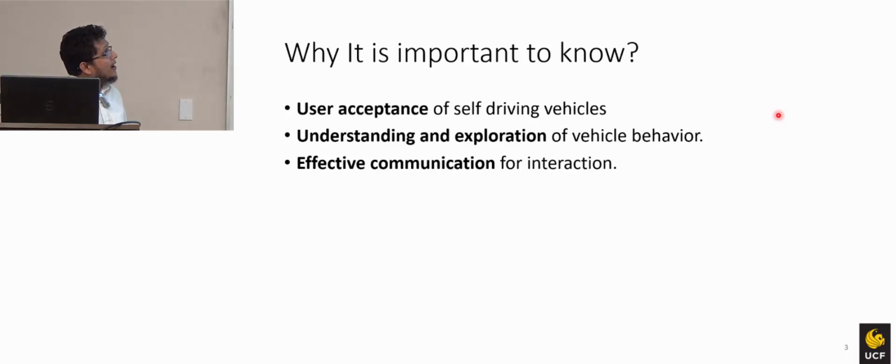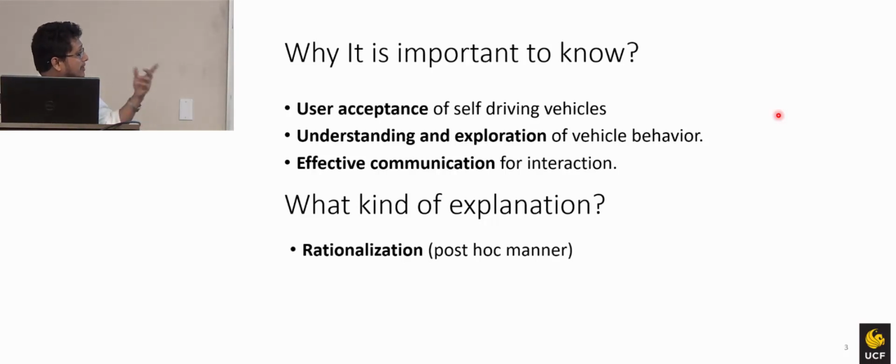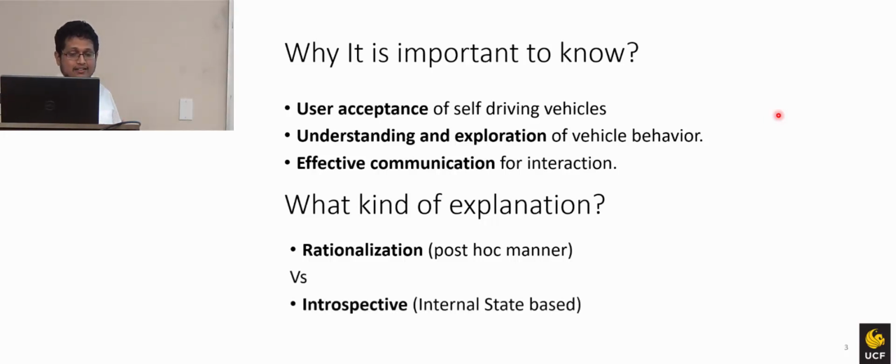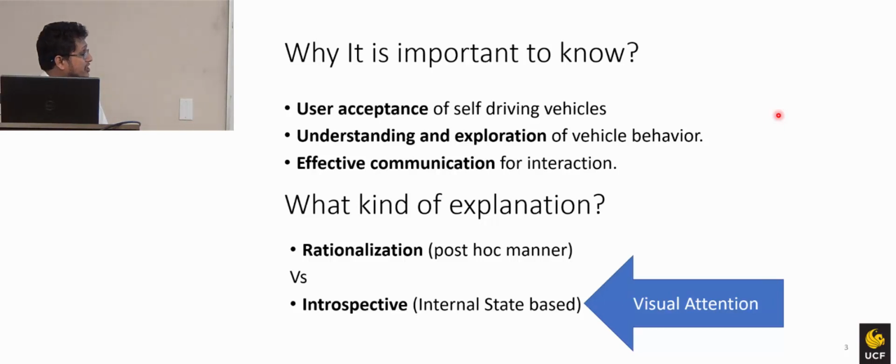So now, in what way can we get an explanation for an action like slowing down? One way is rationalization. As humans, we do this: the car is slowing down, maybe there is a stop sign, that's why it's stopping. But in this case, we do not consider the internal state of the vehicle. So in this paper, the authors suggested another approach, introspective, which means it will look into the internal state of the vehicle and the action taken by the vehicle, and then it will suggest an explanation of that behavior. For this, they use visual attention.